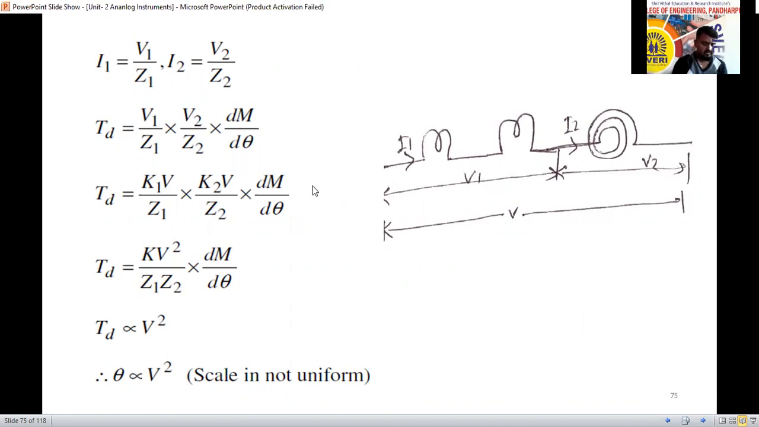Derive the equation for the current, that is I1 equal to V1 by Z1. See, according to Ohm's law, what is the formula for I, for a DC circuit? According to Ohm's law, what is the formula for I? I equal to... Is it audible or not?